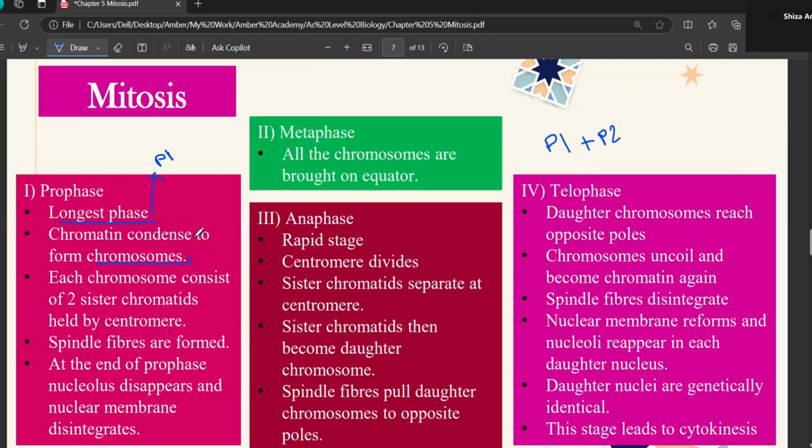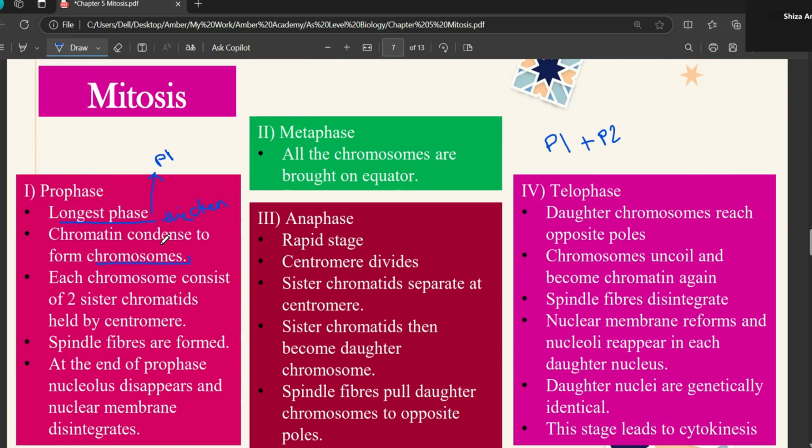Do not say that condensation process has happened here. I'm just using this terminology to depict the fact that your chromatin will thicken up. If you write thicken up, then that's also fine. If you want to write condense, that is also perfectly fine, but do not mix it up with the process of condensation, because if you say condensation has happened, your examiner will assume that you have removed water molecules. Condensation is a synthesis process which involves the removal of water, while we are not involving water over here. So this is a different terminology used in a different manner.